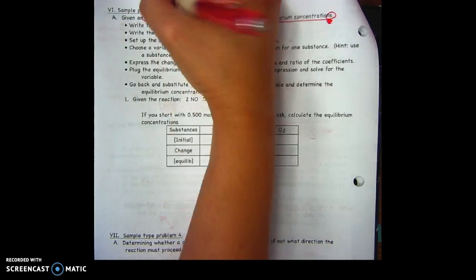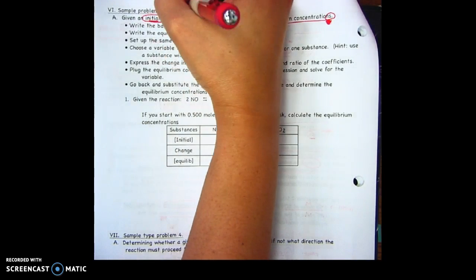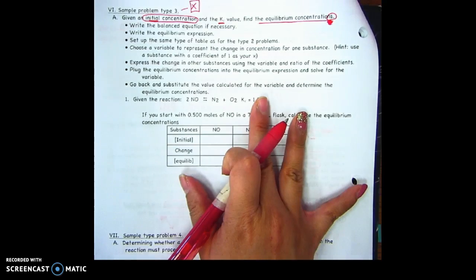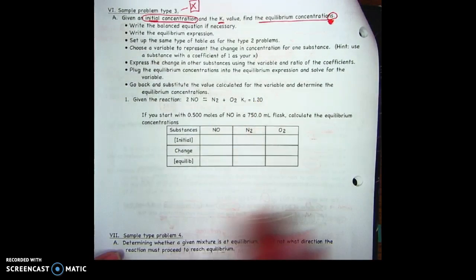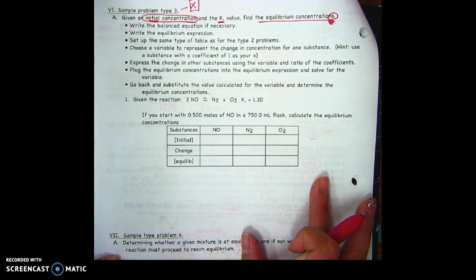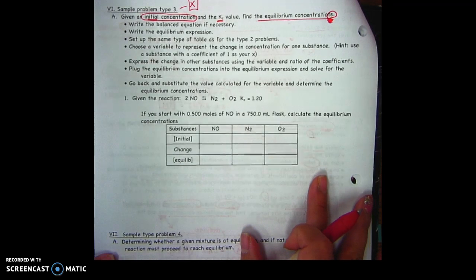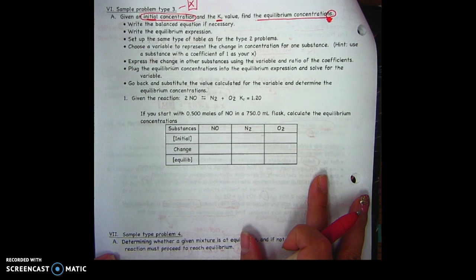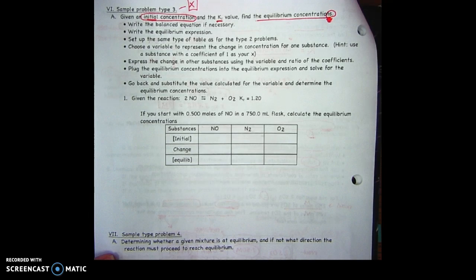And this is a type where you have an X in the problem. So you're going to be setting up a problem to find a variable. So mathematically, it's going to be a lot more work, but the math itself is pretty simple. It just takes some time to do. You're not really using anything beyond Algebra 1 skills of distributing and solving for an unknown.